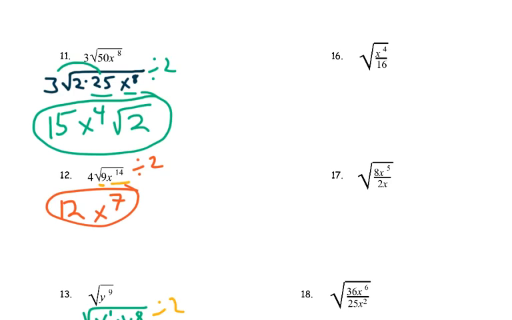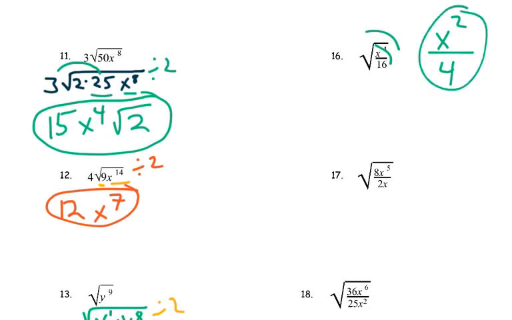Let's take a look at 16. So again, I got a top number that's a perfect square and a bottom number that's a perfect square, so just get them out. Escape them. So x to the 4th, divide that by 2. That becomes x squared. Square root of 16, I know, is 4. That is your final answer.